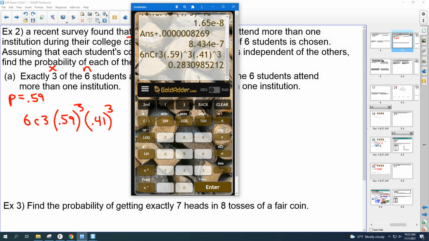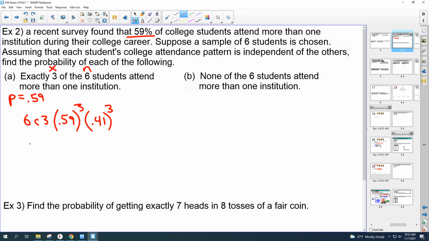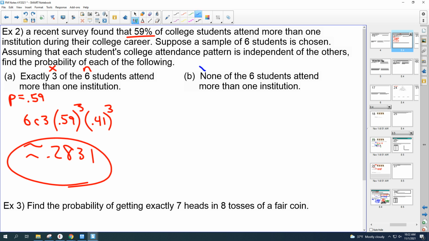Two, 8, 3, 1. We get about 0.2831. Okay. Part B says none of the students attend more than one institution. So that means x equals 0. All the other numbers are the same, the 59%, the 41%, but this time we want x equals 0.